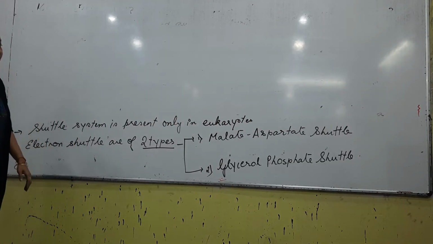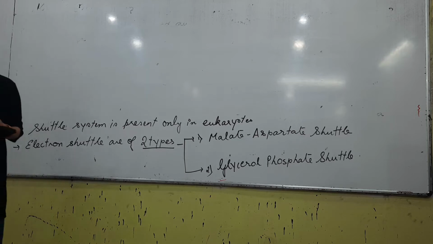The shuttle system is absent in the case of prokaryotes. For what reason? Mitochondria are not present, so where would the shuttle system be? The inner membrane of mitochondria is needed, right?